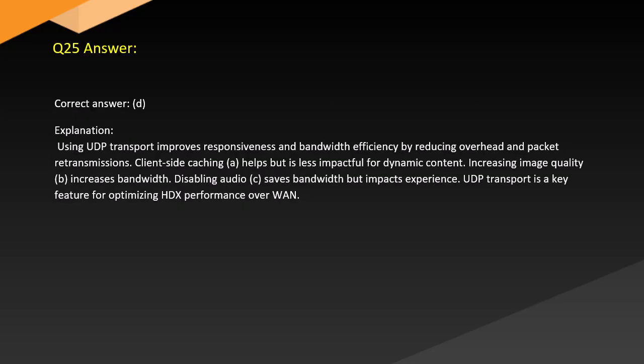Answer. Correct answer: D. Explanation: Using the transport improves responsiveness and bandwidth efficiency by reducing overhead and packet retransmissions. Client-side caching, A, helps but is less impactful for dynamic content. Increasing image quality, B, increases bandwidth. Disabling audio, C, saves bandwidth but impacts experience. The transport is a key feature for optimizing HDX performance over WAN.